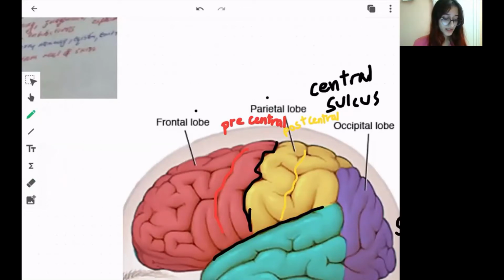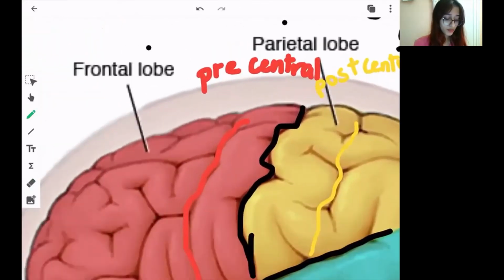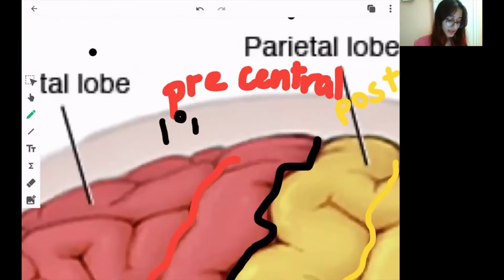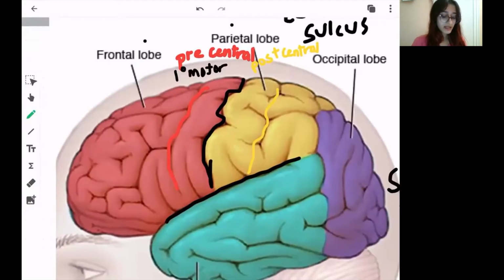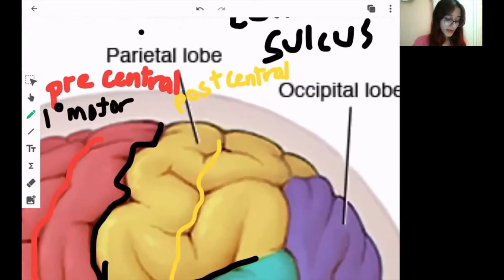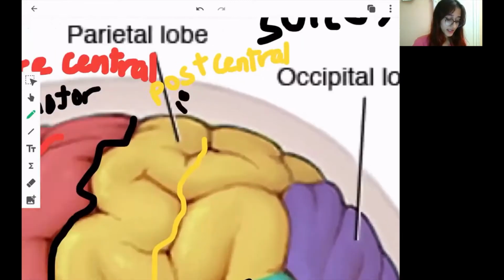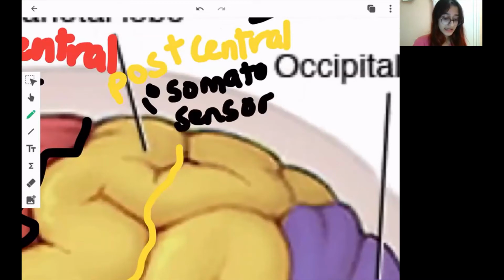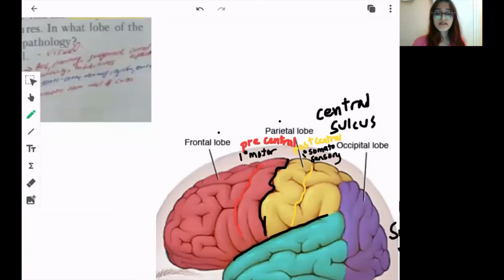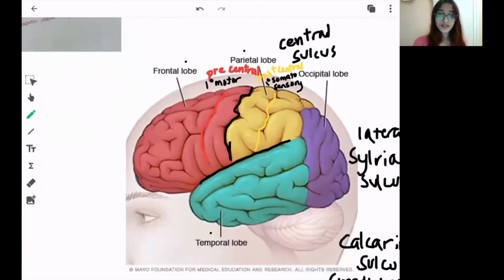The precentral gyrus is the primary motor cortex. That is, it controls the contralateral side. And the postcentral gyrus is the primary somatosensory cortex. That is, it receives the information of all the general sensation from the contralateral side of the body.